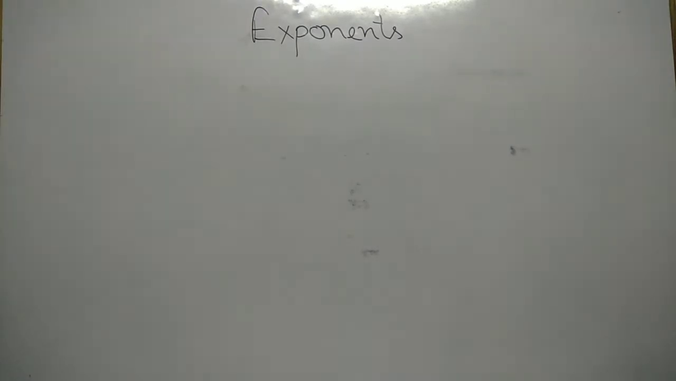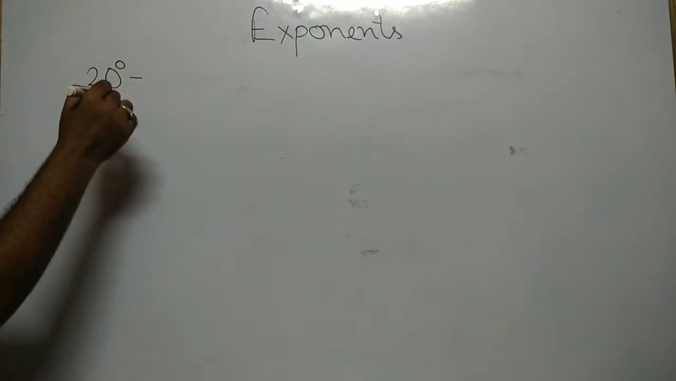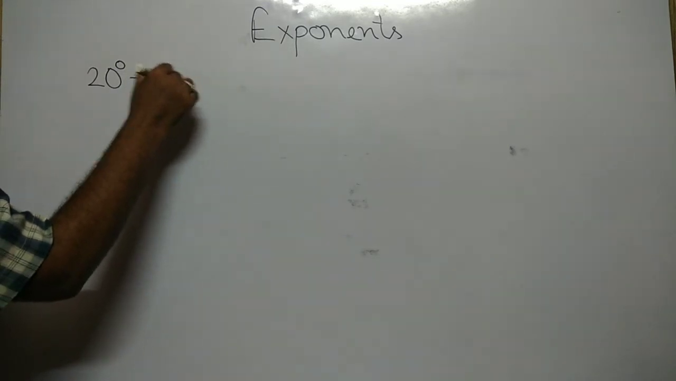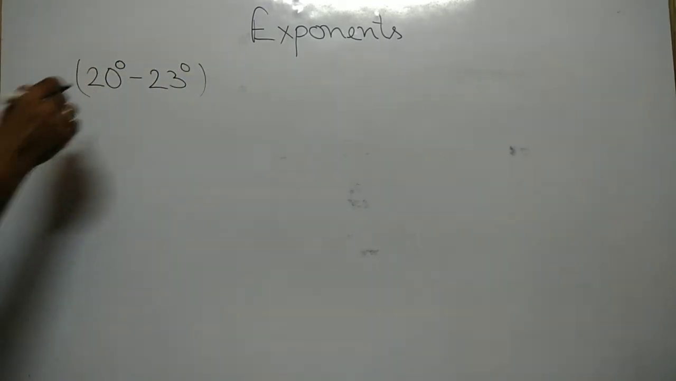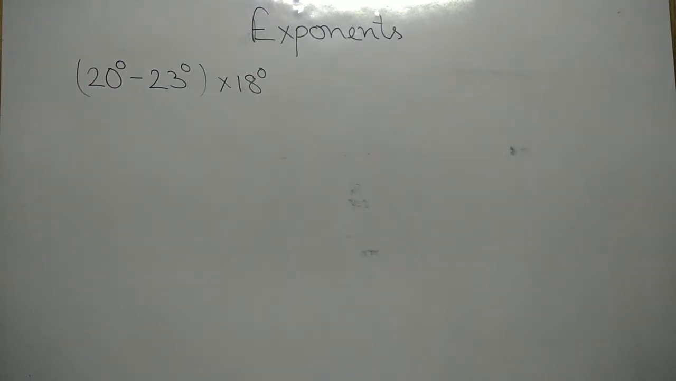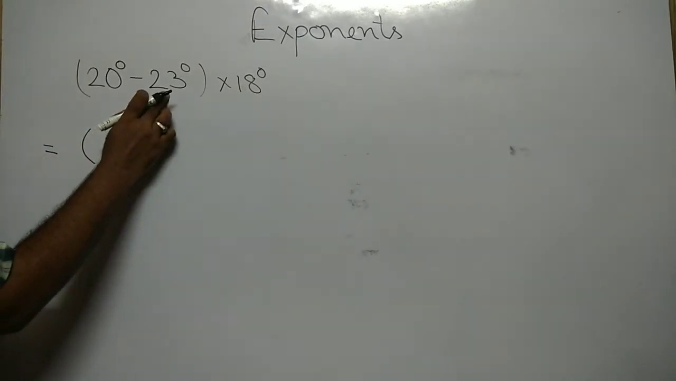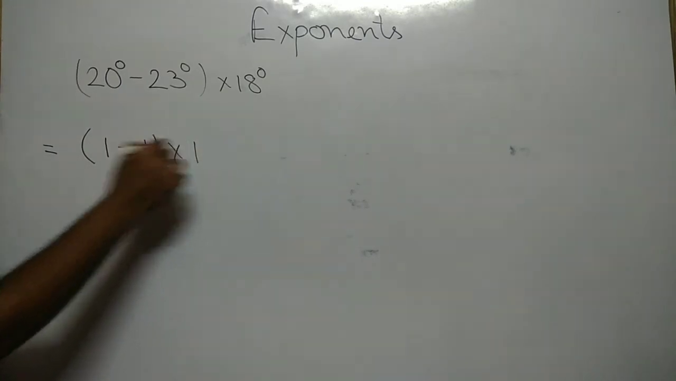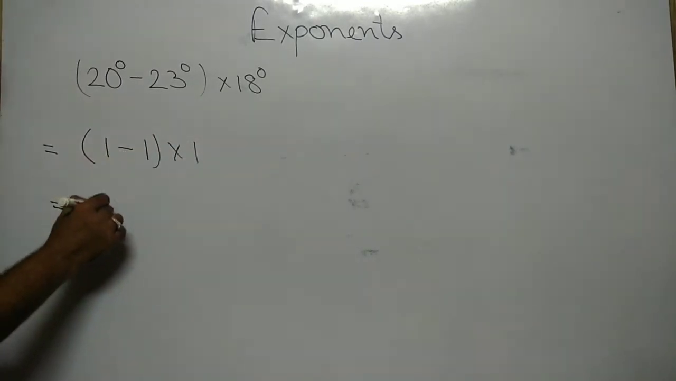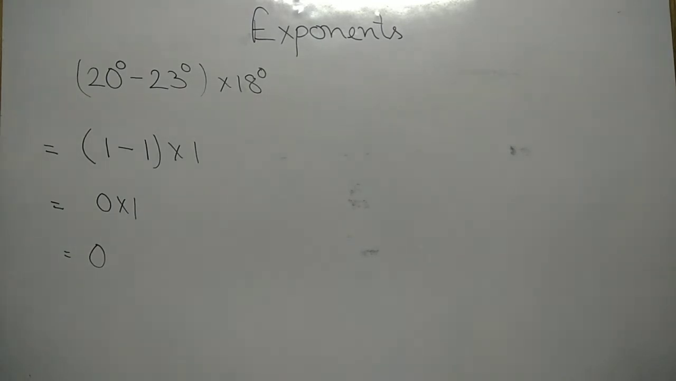Now we are going to solve some more questions about zero exponent. Here it is 20 to the power 0 minus 23 to the power 0 whole to the power, multiplied by 18 to the power 0. So this is your question. How do we solve this one? First we change the zero exponent to its value. Something to the power 0 equals 1. So 1 minus 1 into 1. We change the bracket, so 1 minus 1 is 0, into 1, it's 0. Hope this one is clear to you. Move to the next question of this type.